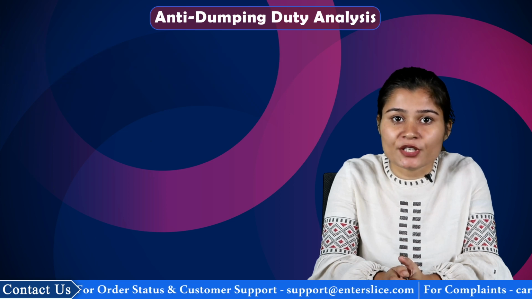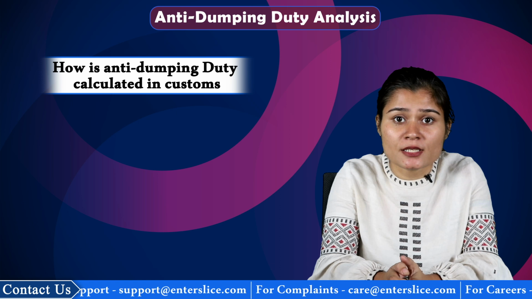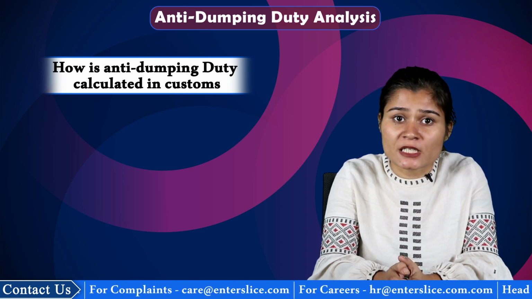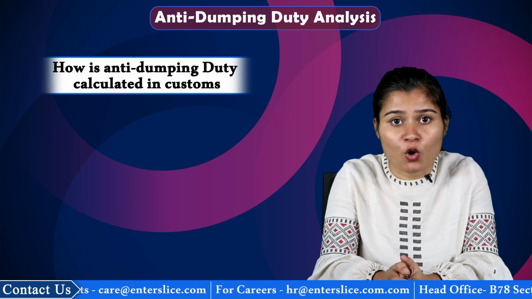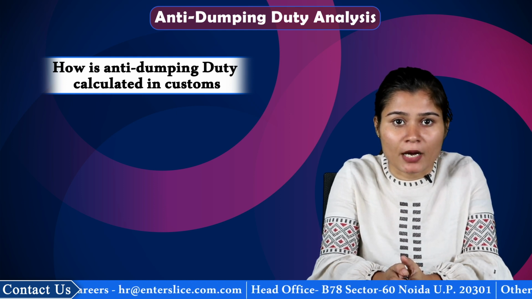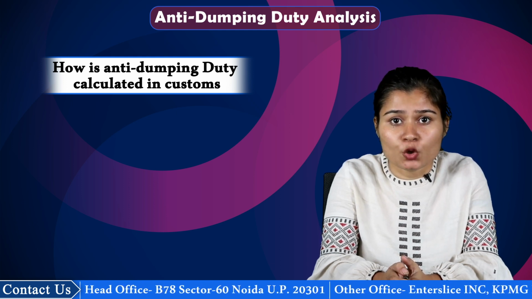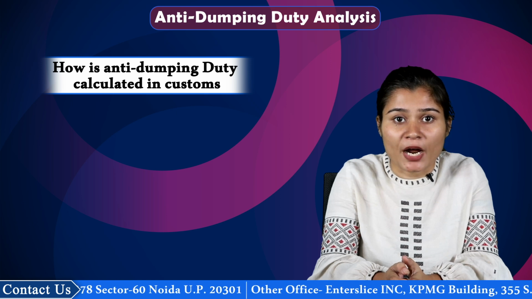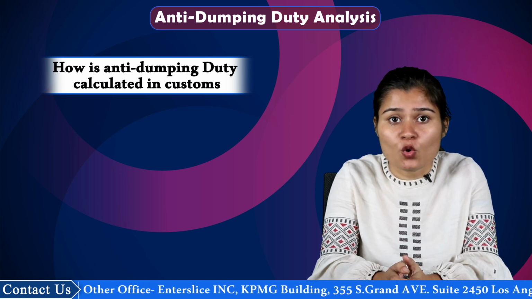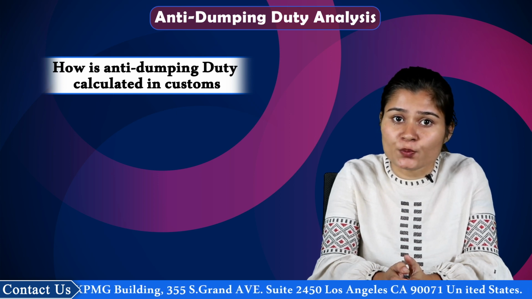Now, let's understand how anti-dumping duty is calculated in customs and how dumping is calculated. The domestic market value of a specific product is the average value of the thing. In contrast, if the product is not offered on the domestic market, the government utilizes the cost of comparable goods sold there. The dumping margin is the difference between the export price and the average value of the goods being dumped, described as a percentage of the export price.